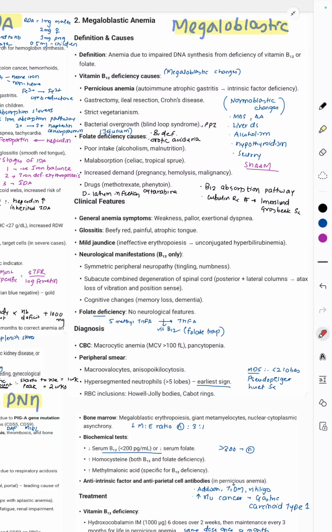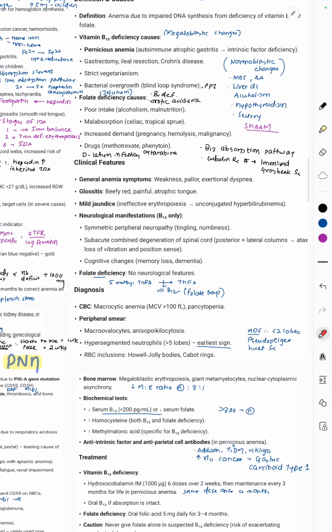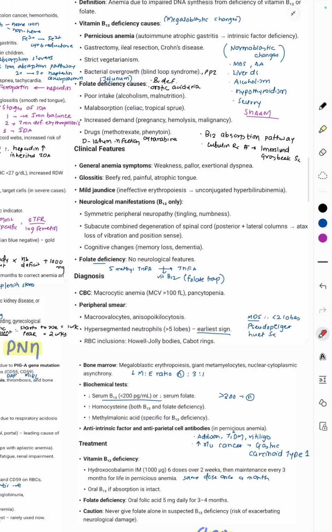Now, very important are those factors that will lead to normoblastic changes, but DNA synthesis is impaired. These are myelodysplastic syndrome, amino aciduria, liver disease, alcoholism, hypothyroidism, and scurvy. You can remember this by the mnemonic SHAM: scurvy, hypothyroidism, alcoholism, AA, that is amino aciduria, and M stands for myelodysplastic syndrome. Now, the vitamin B12 absorption pathway is very important, how it is ingested and what all things bind to it and how it is absorbed.